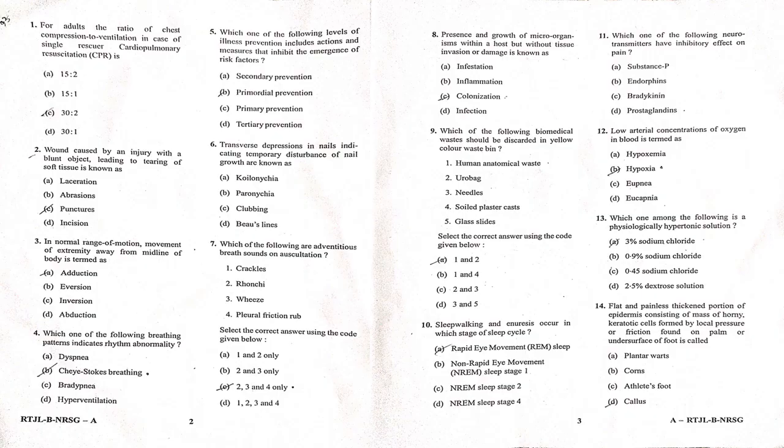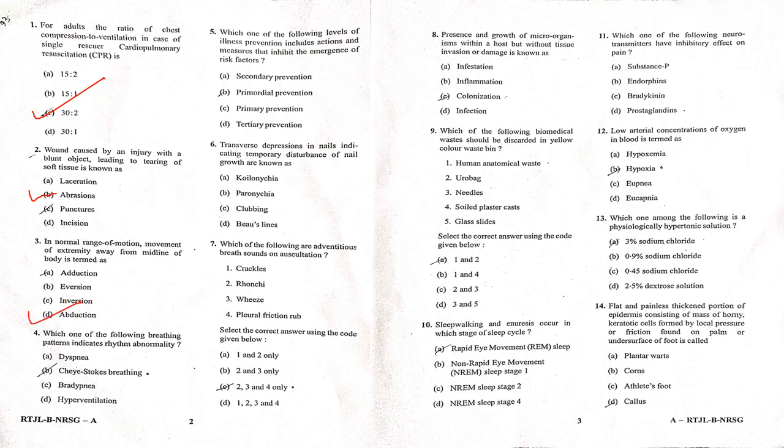First question, for adult the ratio of chest compression to ventilation in case of single rescuer cardiopulmonary resuscitation is 30:2. Option C. 2 number, wound caused by an injury with a blunt object leading to tearing of soft tissue is known as abrasion. Option B. In normal range of motion, movement of extremity away from midline of body is termed as abduction.